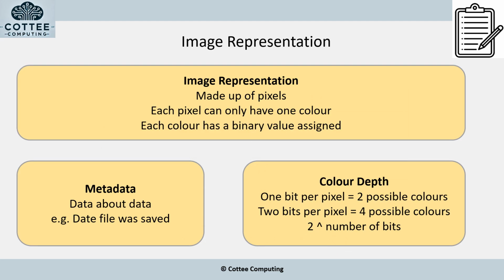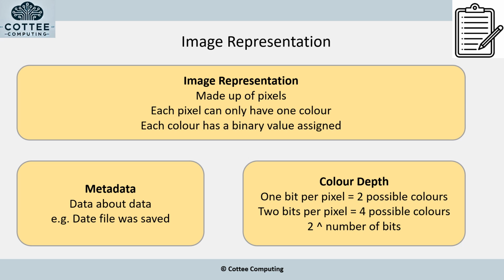Then you've got image representation, a typical 2-3 mark question in an exam. Three bullet points that I would remember, three things that will get you 3 marks. An image is made up of pixels. Each pixel can only have 1 colour, and each colour has a binary value. That will get you 3 marks nailed on in an exam all of the time, 100% of the time.